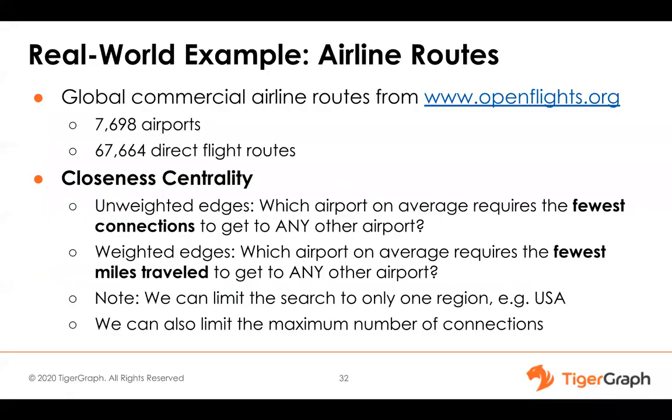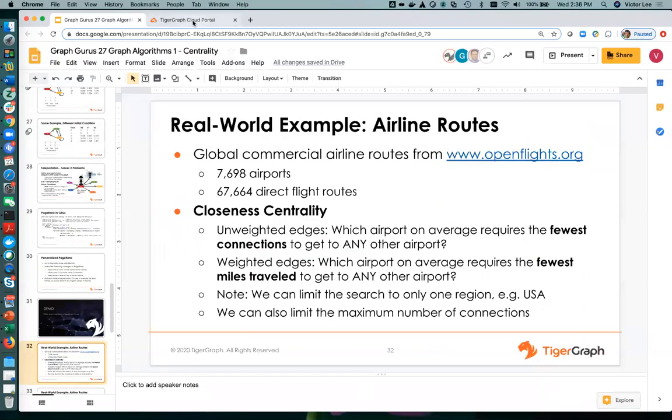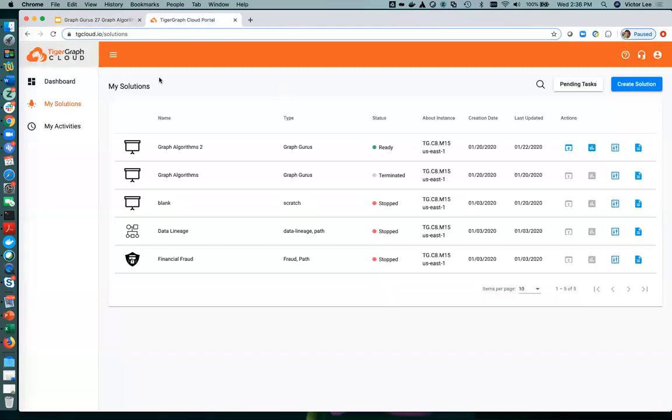All right, let's jump into the demo. Again, I'm looking at the Airline network, and I'm just going to go right into it. This is my TigerGraph Cloud dashboard. I've set one up already, one machine called Graph Algorithms 2.